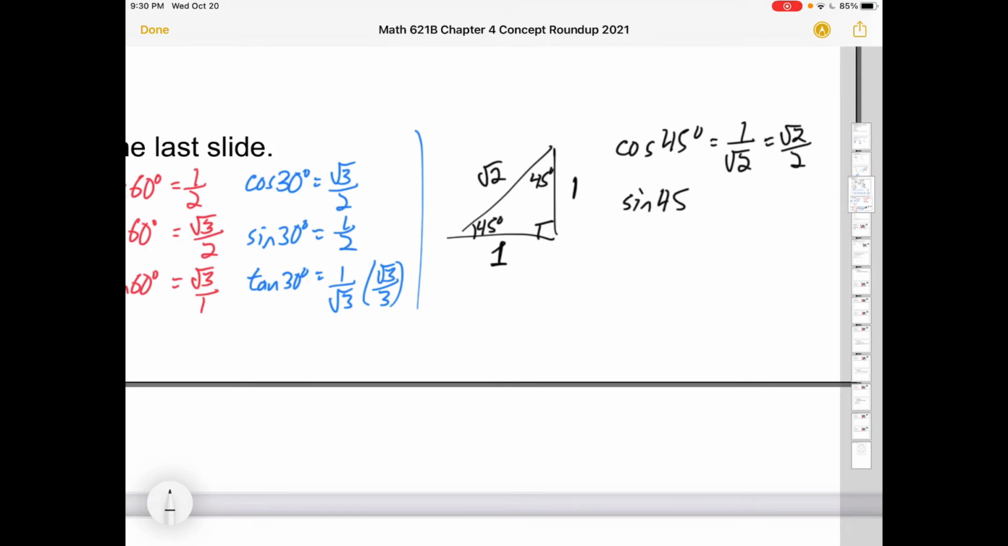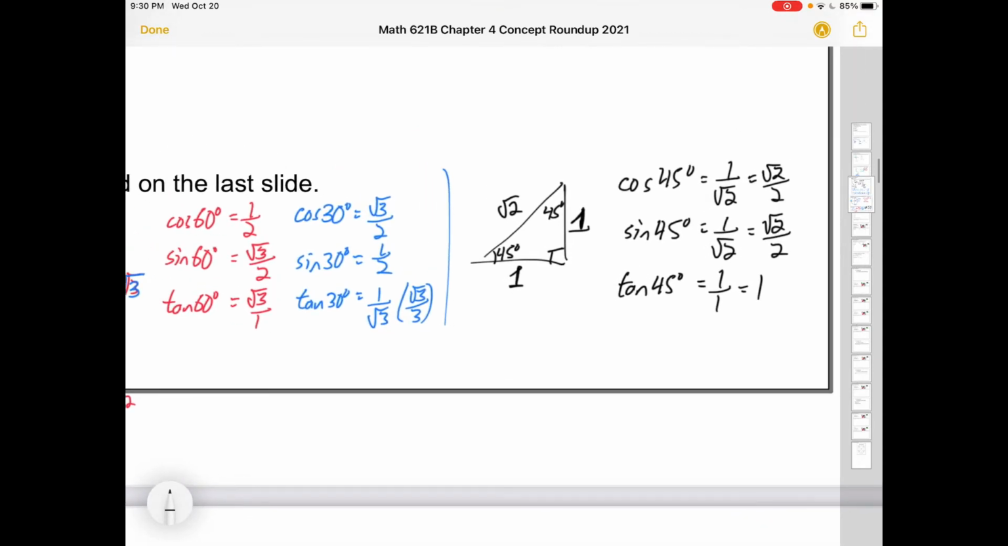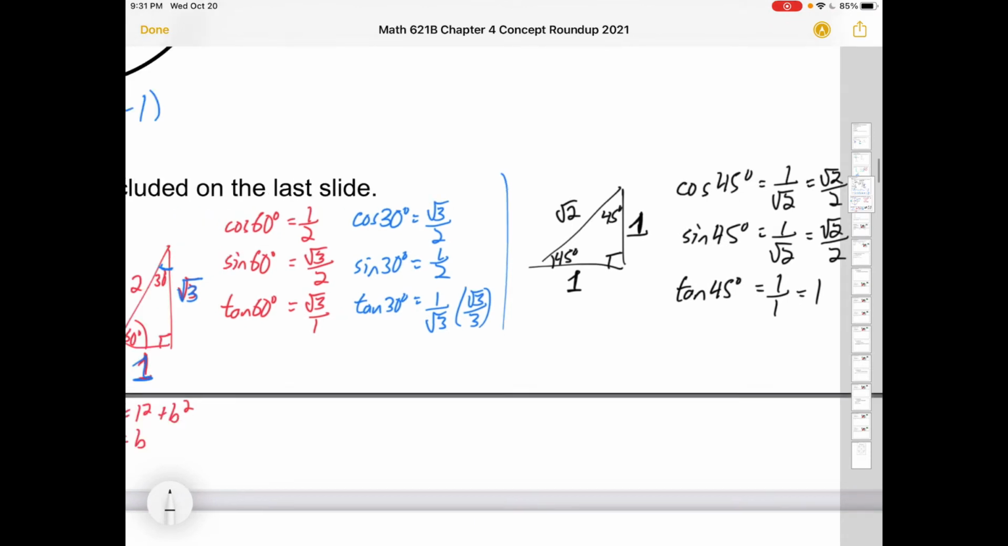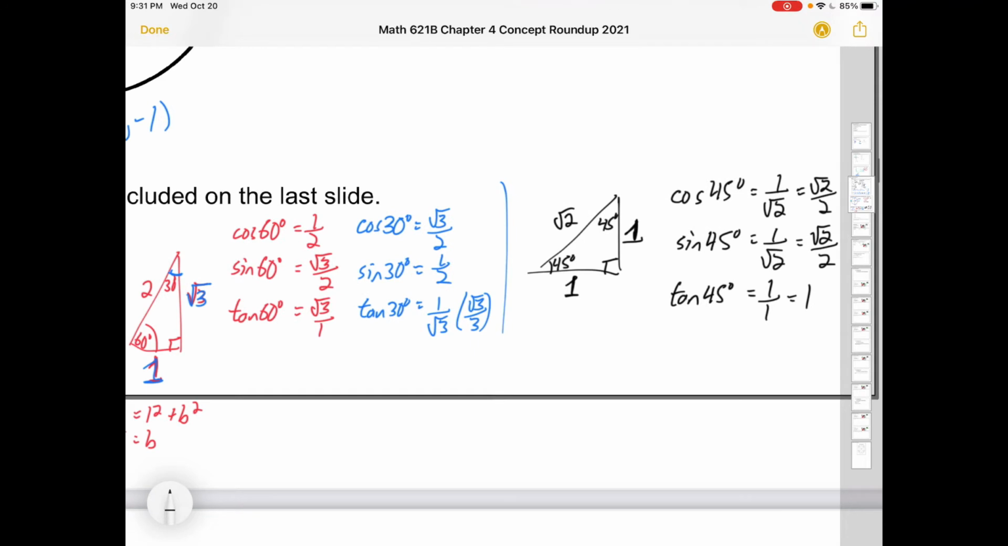The sine of 45 would be opposite over hypotenuse, which again could be rationalized as root 2 over 2. And the tangent of 45 is going to be 1 over 1, or just 1. Those are some values that we want to know. We can learn them straight from the triangles and keep the triangles together all the time. The question is how best to organize them, and that's really a matter of taste.